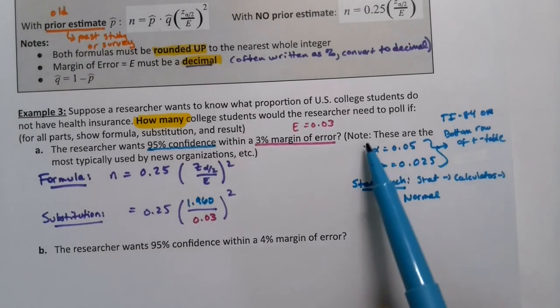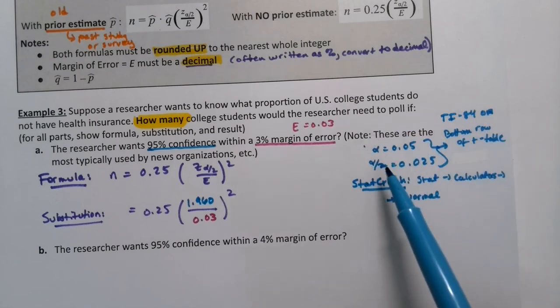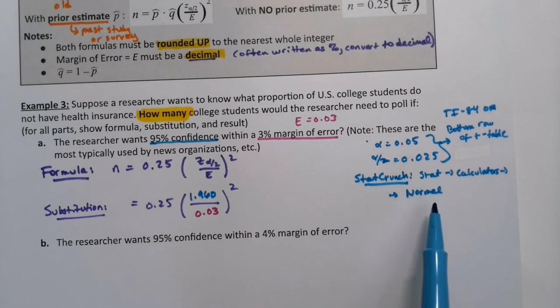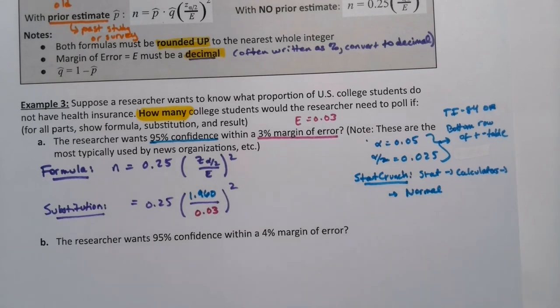So if you're going to use the calculator or the bottom row of the t-table, write this information for yourself. If you're going to use StatCrunch, write this information for yourself so you can remember what you did. But you don't have to show that work for me. That's more for your own notes so you know what the heck you did when you have to come back and look at this thing.